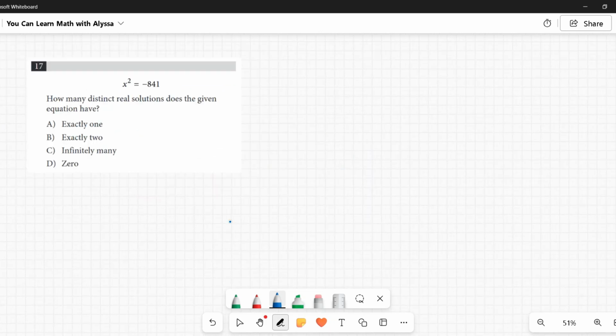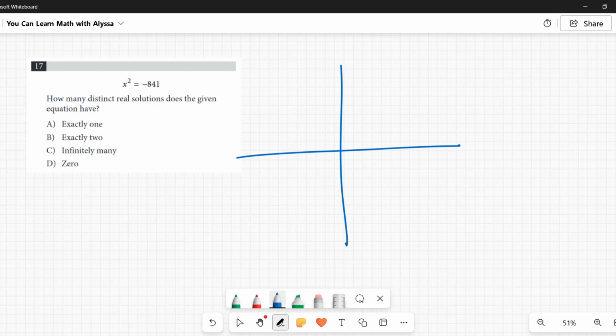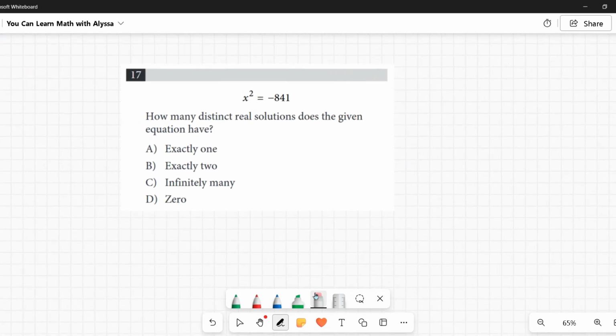17. X squared equals negative 841. How many distinct real solutions does the given equation have? If you wanted to put this into a graphing calculator and see where it crosses the x-axis, that would be your solution. You want to see where, if anywhere, it crosses the x-axis. You can do that. There's nothing wrong with doing that. But you don't even have to go that far. You can just look at this and say it says x squared equals negative 841.